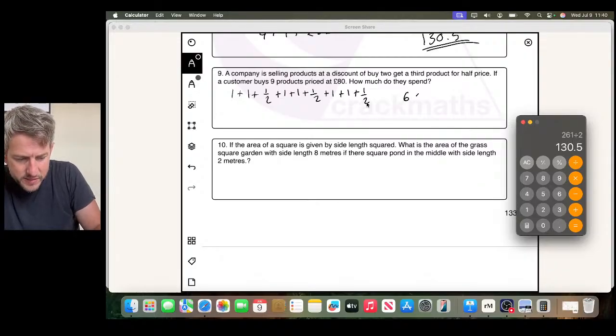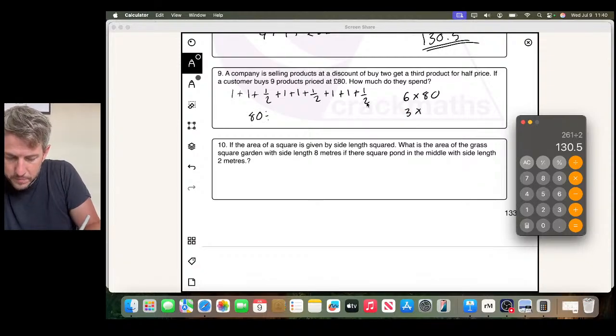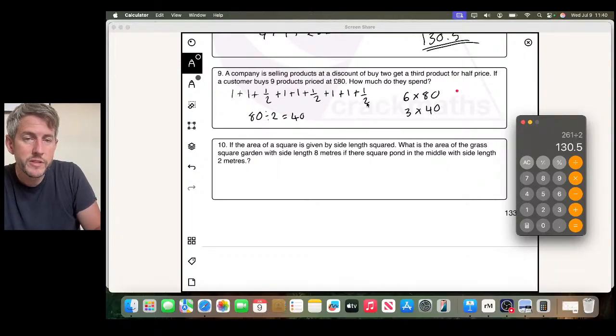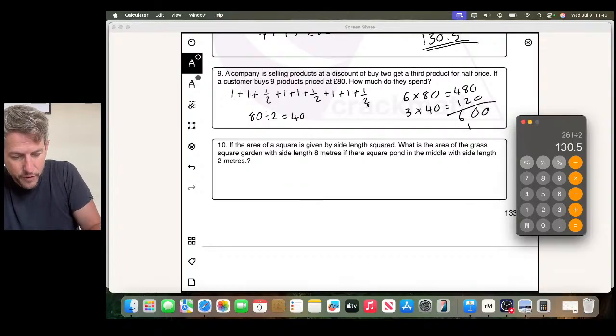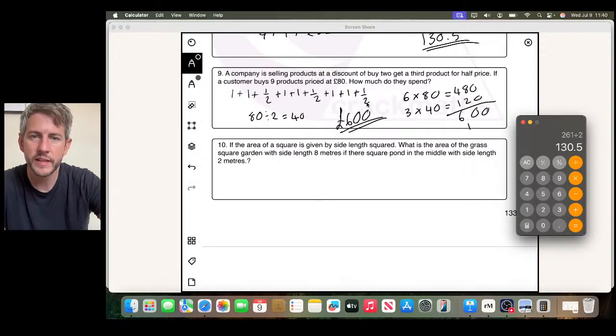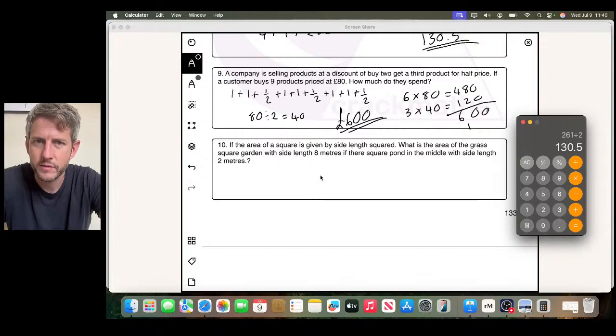Okay, so 6 times 80 will give us the 6 whole prices, and 3 times, well, 80 divided by 2 equals 40. So 3 times 40 will give us the half prices. So 6 times 80 is 480. 3 times 40 is 120. If we add those together, 600. So the final answer would be £600 is how much they would be spending for all of those 9 products.